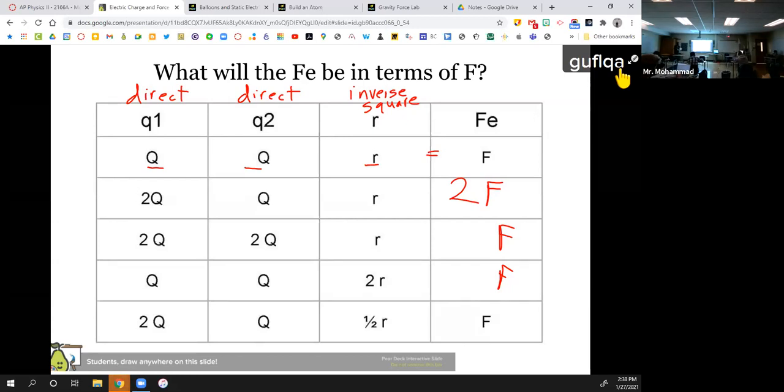So again, in multiple choice questions, AP loves these types of questions where you're not actually using numbers and calculating Coulomb's law. It's really looking at how the factors affect each other.